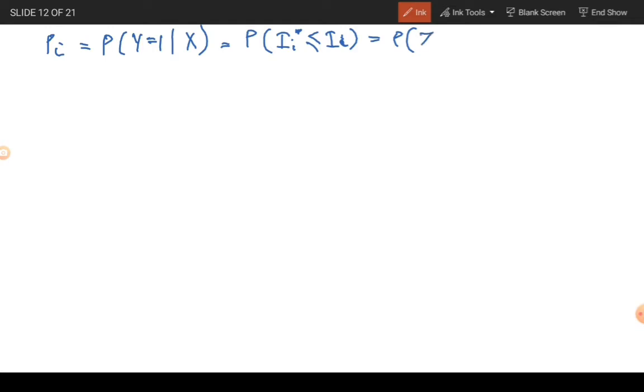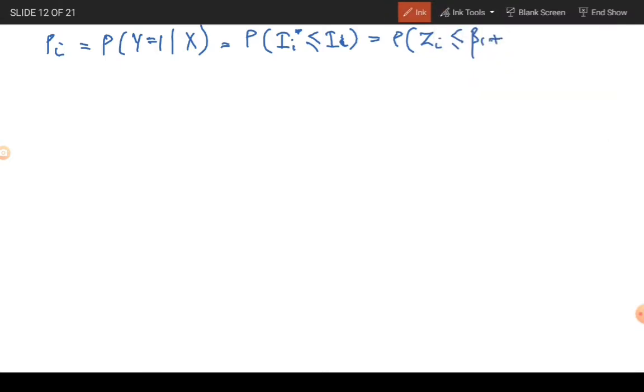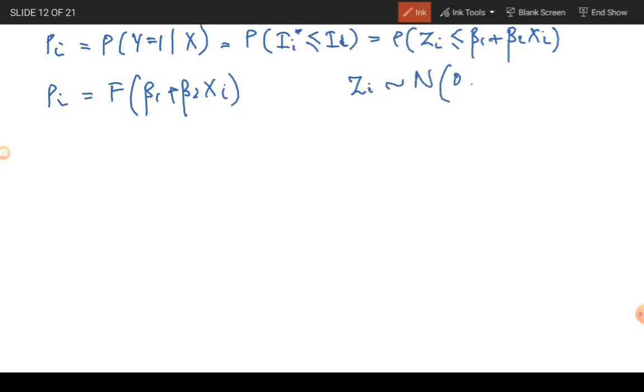So it is the probability that Zi is less than or equal to beta 1 plus beta 2 xi, which basically means that we are assuming that Pi, the probability that y will be equal to 1 given the value of x, will be a function of beta 1 plus beta 2 xi. Remember here Zi denotes the standard normal variable, which has mean 0 and variance sigma square.